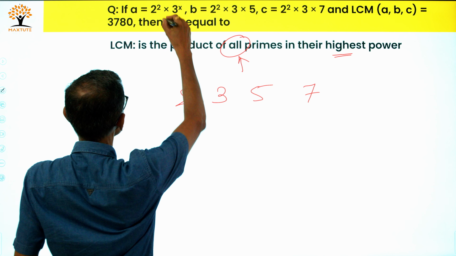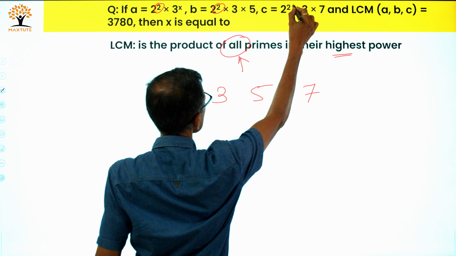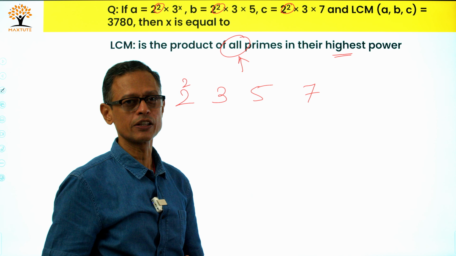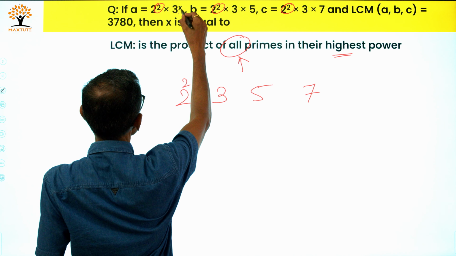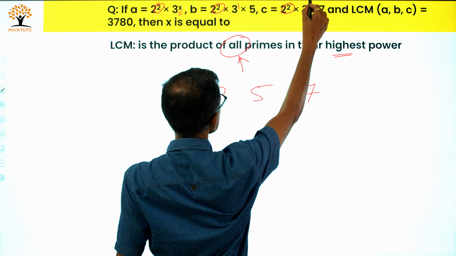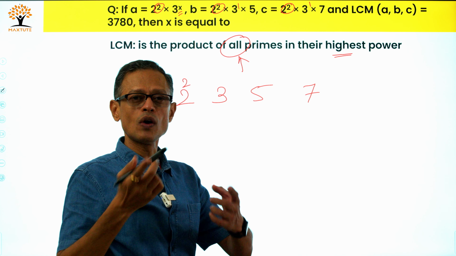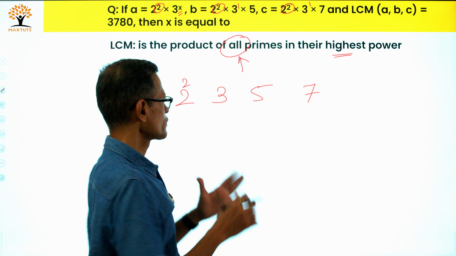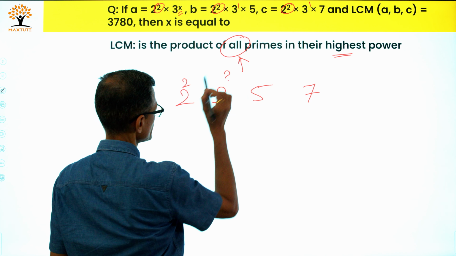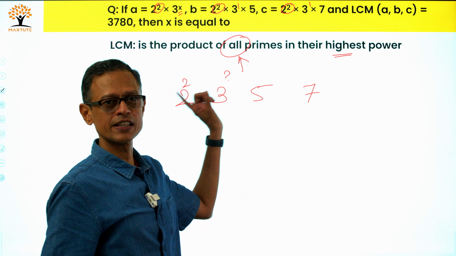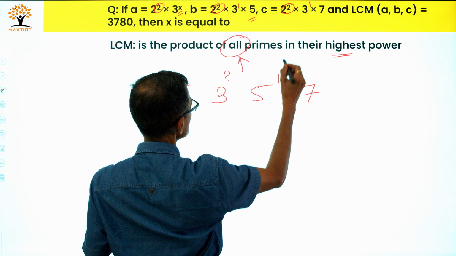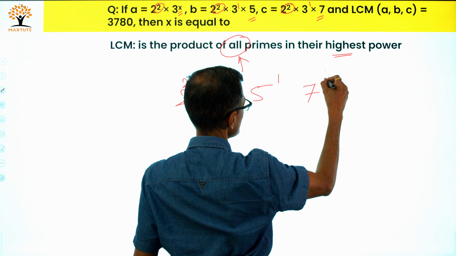The highest power of 2. 2 square, 2 square, 2 square. So we're going to take 2 as the power of 2, which is the highest power of 2 that you find. 3, we find a 3 power x and we find a 3 power 1 and a 3 power 1. If x is 1 or 0, then it's going to be a 1. If x is greater than 1, it's going to be an x. So for the time being, let's put a question mark around it and leave it there. It could be x, it could be 1. 5 is present in only B and the power of 5 is a 1. 7 is present only in C and the power is equal to 1.